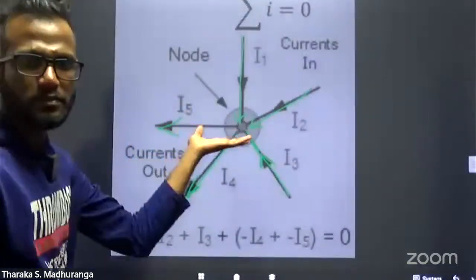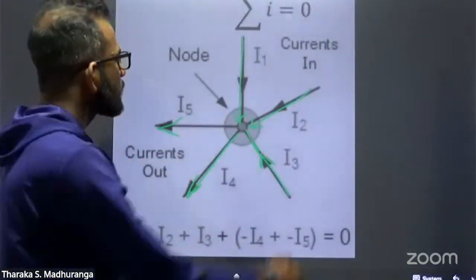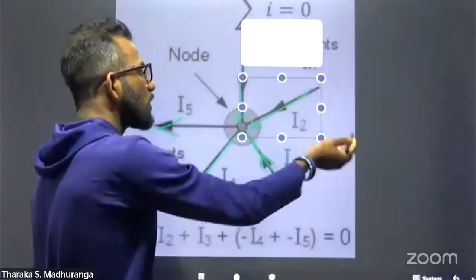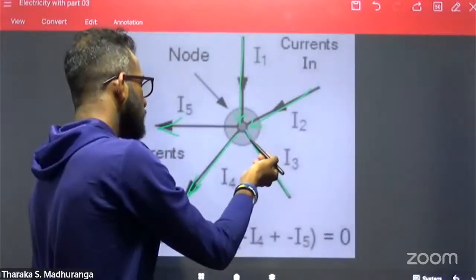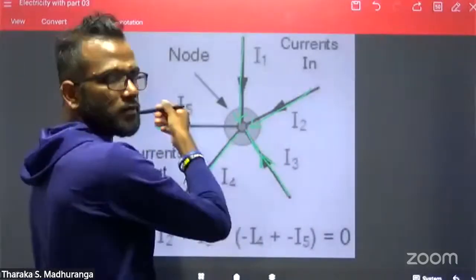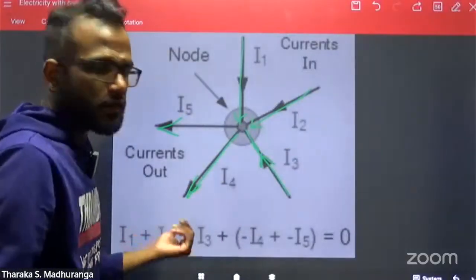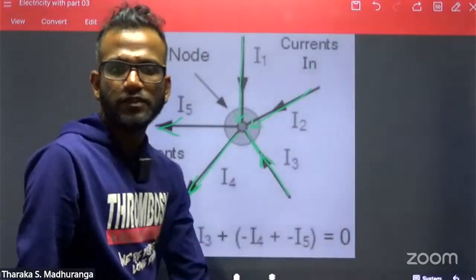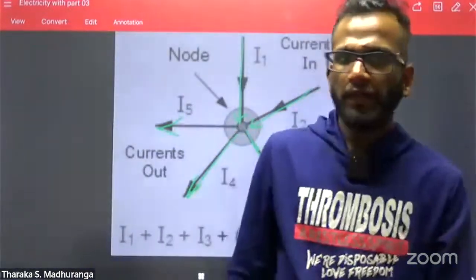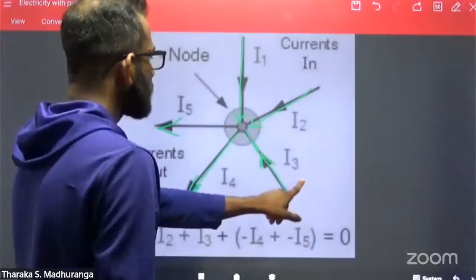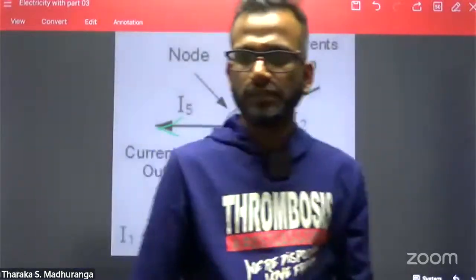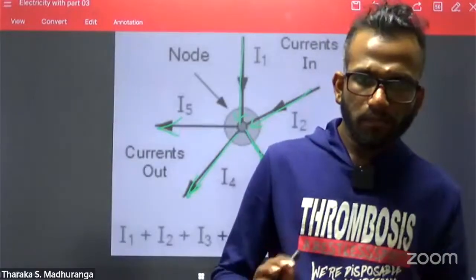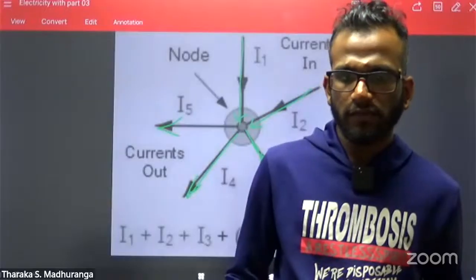Think this I1 is coming to the junction. I1 coming to the junction, I2 coming to the junction, I3 coming to the junction, then I4 and I5 leaving from the junction. Then this value equals this value. That is Kirchhoff's first law. Then I1 plus I2 plus I3 is the leaving out amount. Understood? Very simple, same thing as we discussed.